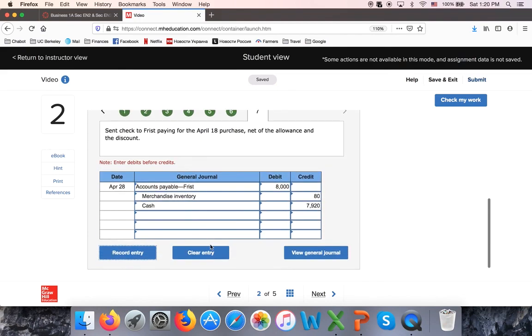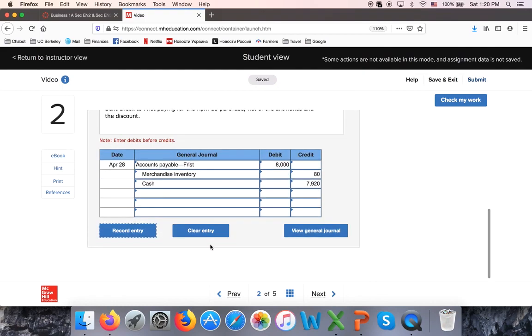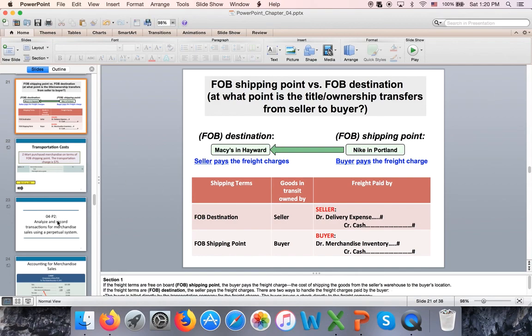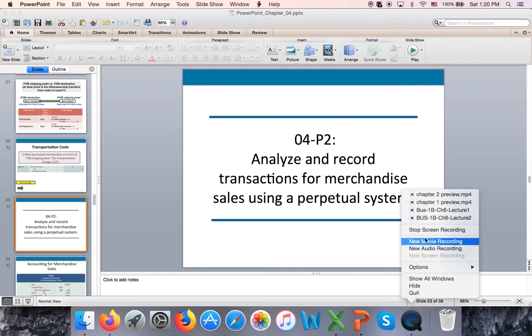So these are examples of new journal transactions for purchasing and purchase returns and allowance and purchase discounts. Okay, so guys, I'm going to stop here and I will record selling transactions in the second part of the video. Thank you so much.